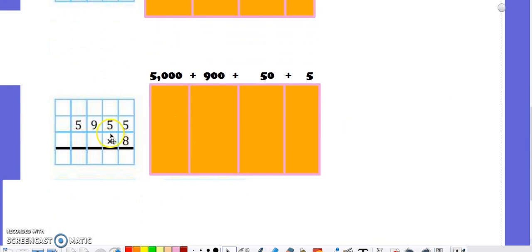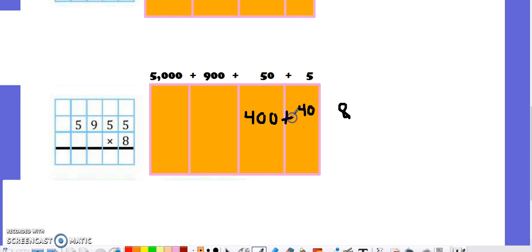Let's do one more together. Expanded form for 5,955 is 5,000 plus 900 plus 50 plus 5. Our multiplier is 8. 8 groups of 5 is 40. 8 groups of 5 is 40 again, but there is the 0 there, so 8 groups of 50 is 400.